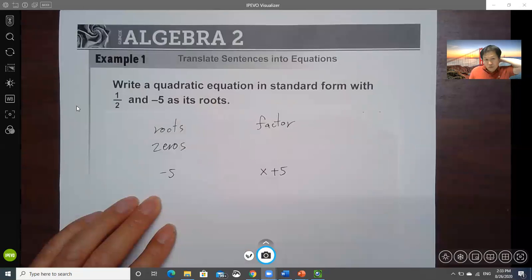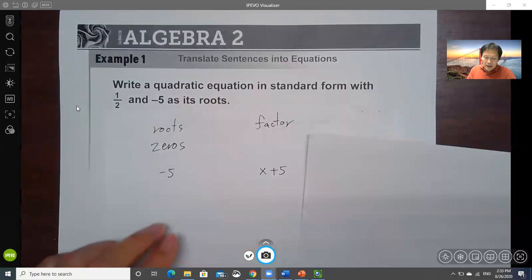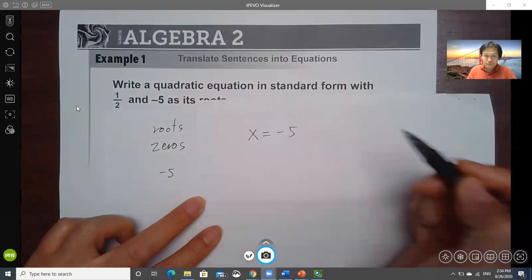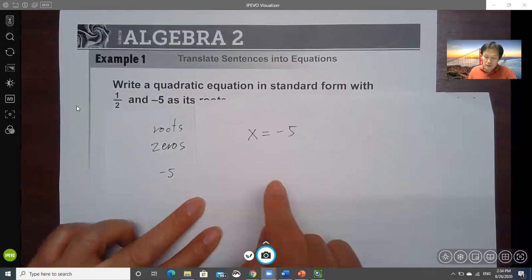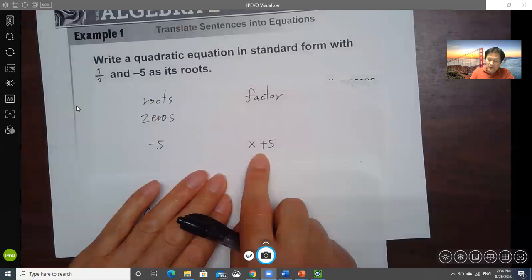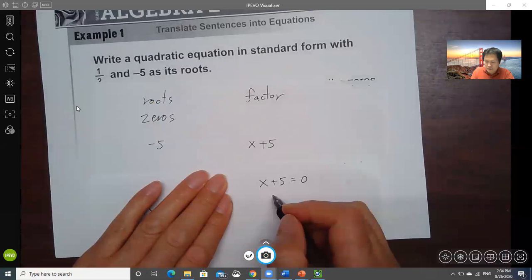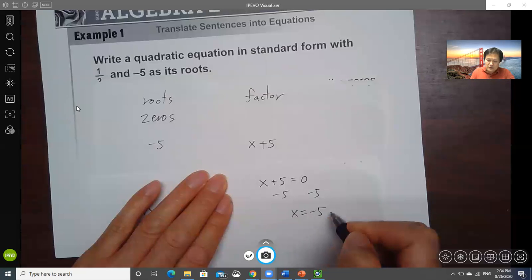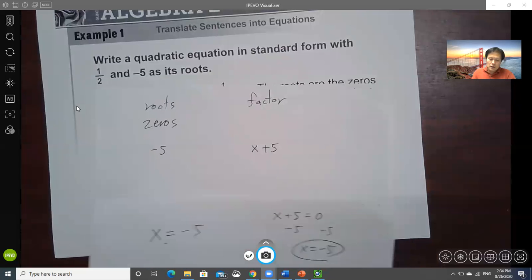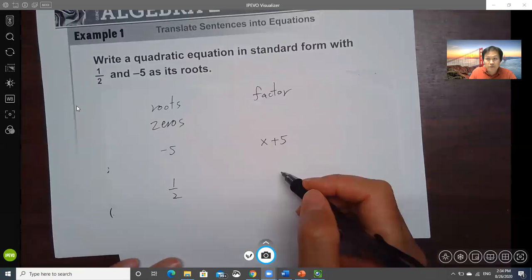So you might say, why plus 5? This is minus 5. Where does plus 5 come from? Well, x equal to minus 5. x equal to minus 5. That's what zeros means. So if you have a factor x plus 5, let the factor equal 0, solve for x, minus 5 minus 5, you get x equal to minus 5. So that's the same as this. That's the reason. Okay? If you have 1/2 as a zero, you should have a factor of what?